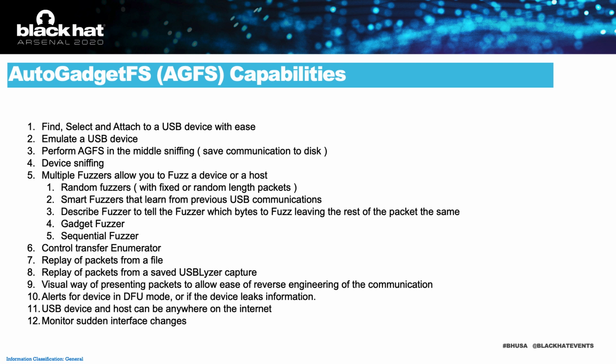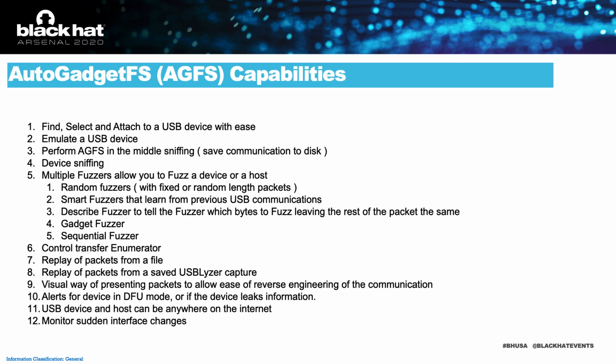You can enumerate control transfers. So there are some control transfers that we enumerate by getting the configuration from a device. So instead of you doing things manually, I enumerate them for you. And if there is any sensitive data on the device, you would be able to get that. Also, you can replay packets from a file. You can replay packets saved from a USBlyzer capture. And the way we visually present packets allows you to reverse engineer the communication quite easily, and we will be seeing that in the demo.